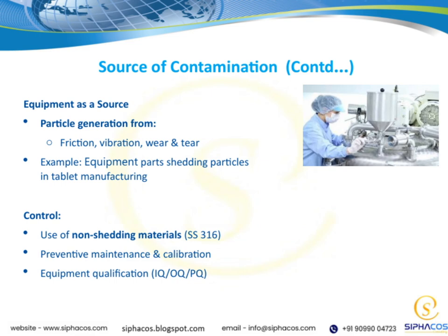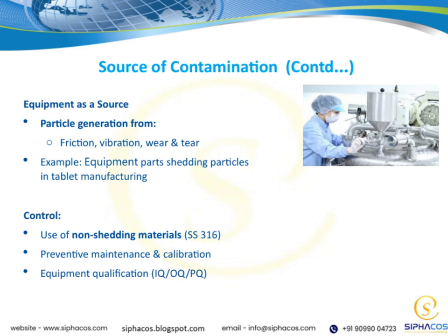To control this, we emphasize the use of non-shedding materials like stainless steel 316, which is known for its smooth surface and durability. Regular preventive maintenance and calibration are also crucial to ensure equipment functions properly and doesn't produce excess particles. Additionally, equipment qualification, covering installation, operational, and performance qualification, or IQ, OQ, and PQ, is vital. These steps ensure that equipment is installed correctly, operates within specified parameters, and consistently produces quality products without contributing to contamination.